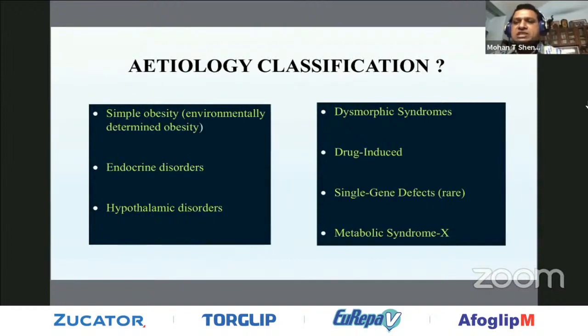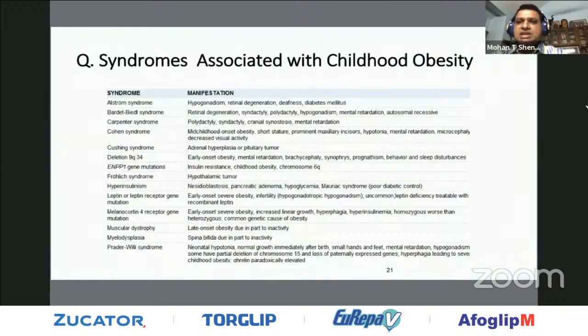This patient belongs to the dysmorphic syndromes, and other issues are also very highlighted. Just to show the syndromes with childhood obesity, the namely syndromes are Alstrom and Bardet-Biedl syndrome. These all have clues towards that. Our patient belongs to the last one.